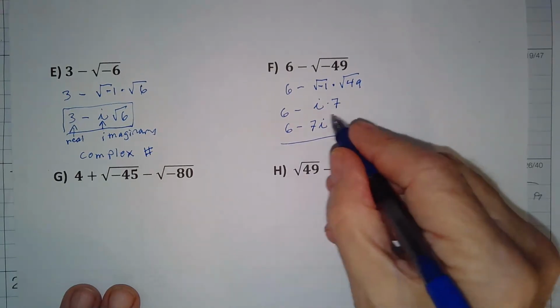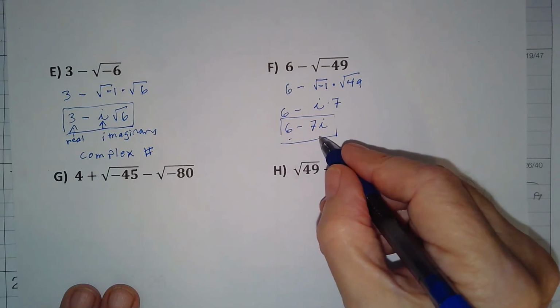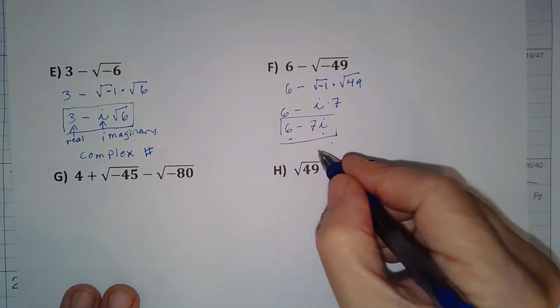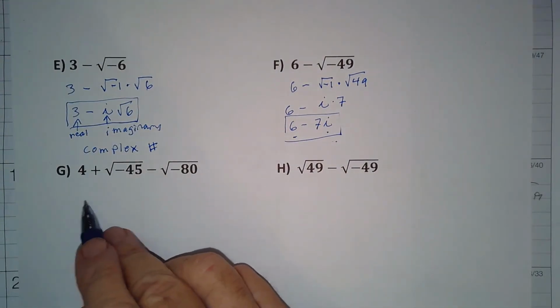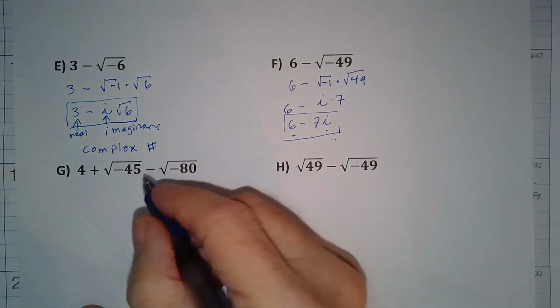Okay. Again, another complex number. Imaginary component is right here, and the real component is right here, and together they form a complex number. All right, G. Let's see, we've got two radicals. Let's just deal with them first.